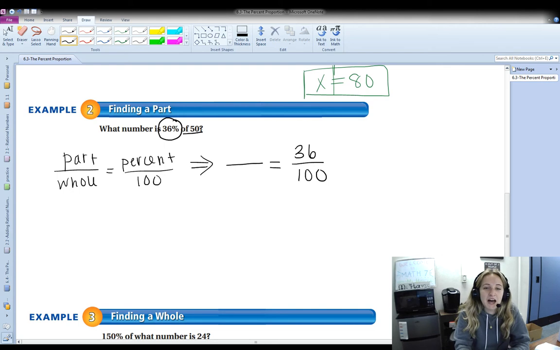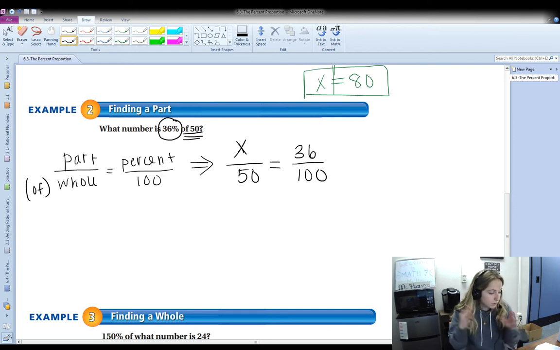So now we have "of 50." Of. Remember, whole typically means of. Okay, so we are going to put that in the denominator, 50. And then we don't know our part. So I'm going to write an x. That's our variable. We need to solve for it. So now we have our proportion set up. Well, now we have to actually solve for x.